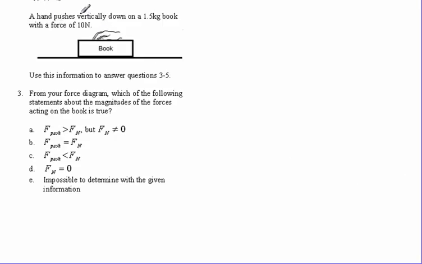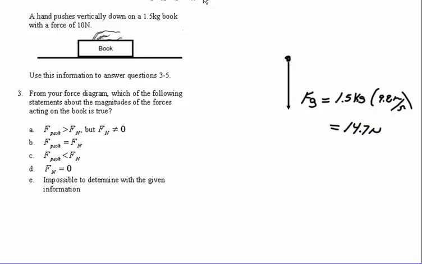Problem number 3, a person pushes vertically down on a 1.5 kilogram book with a force of 10 newtons. Again, the easiest way to solve this is to go ahead and draw your free body diagram over here. We have our vector coming down. This can be our force of gravity, and our force of gravity here is going to equal the mass, 1.5 kilograms, times 9.8 meters per second squared. When I do that calculation, 1.5 times 9.8, that's going to give me 14.7 newtons coming down.